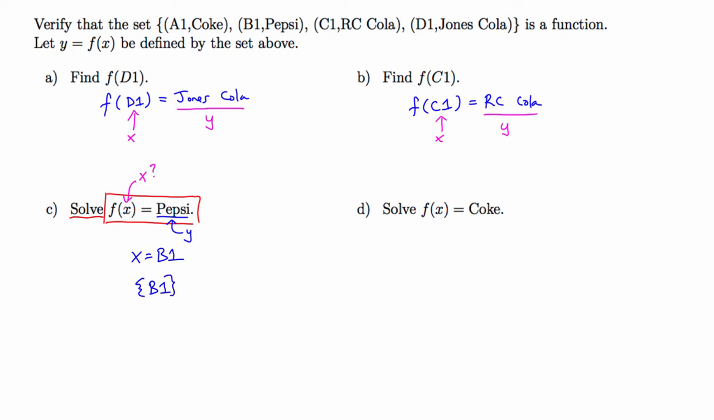And finally, in part D, we want to solve f of x equals Coke. Again, we are solving an equation, so it's important to recognize that we are trying to find an x value. We don't know the x value, that's the question. So if we don't know the x value, then the Coke value given must be a y value. And so the question we are trying to answer is, what is the x value paired with the y value of Coke? When we look through the set of ordered pairs, I can see that A1 is paired with Coke. So the x value we're looking for is A1. But since I was asked to solve an equation, I again will finish off with that solution set notation. So the solution set is the set A1.